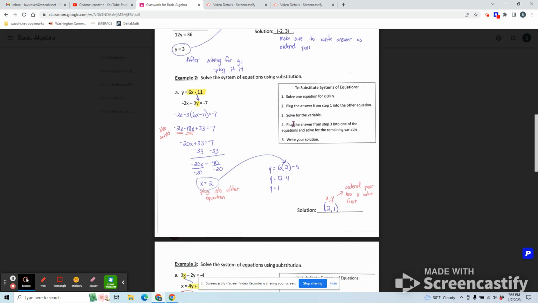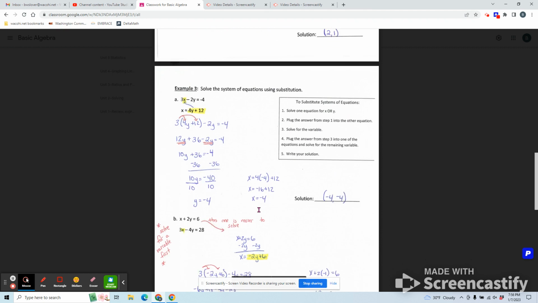Solve for the variable. Step 4, plug the answer from step 3 into one of your equations. Doesn't matter which. Go with the easiest one. Top one looks easier. So y equals 6 times 2 minus 11. So 6 times 2 is 12. 12 minus 11 is 1. And then I write it as an ordered pair. Okay, so this was the first one where we actually had to work through everything together.